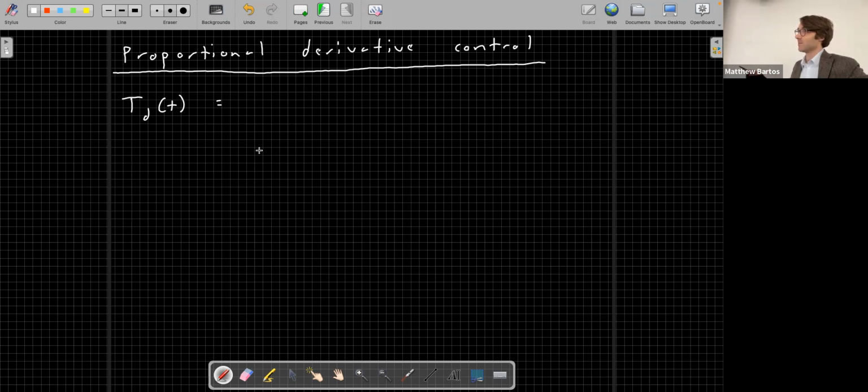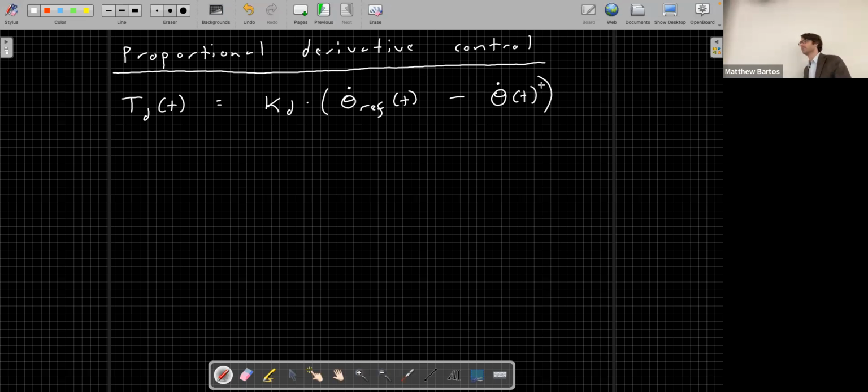angle minus the derivative of the reference. So our derivative component of the motor torque is equal to some constant Kd times the quantity theta ref dot of t, which is our reference angular velocity, minus theta dot of t, which is our actual angular velocity. So we're feeding back the difference between those two. We will treat this theta dot ref as 0 in our implementation, just to simplify things.